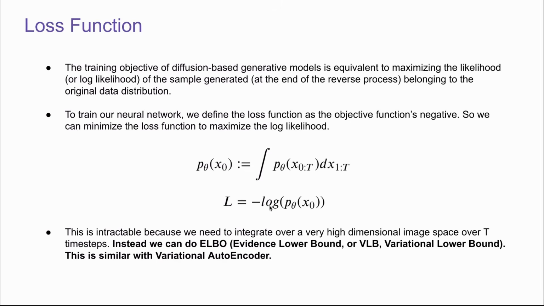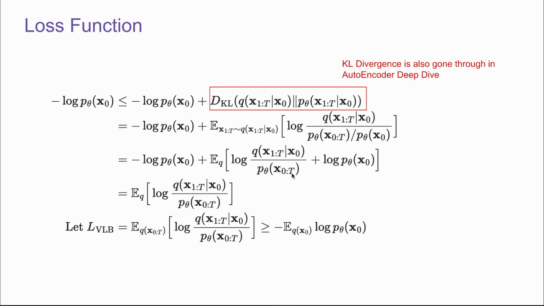This is intractable because we need to integrate over a very high dimensional image space over T as specified in this integral formula. So what can we do? We can do a very similar operation to the variational autoencoder. We can use the ELBO, evidence lower bound, or VLB, variational lower bound in this case. It's the same concept with two different terminologies. Again, I'm going to pause here for a second in case you're interested in the detailed deduction. This is similar to what we did on VAE.